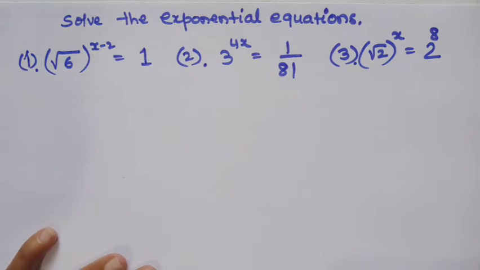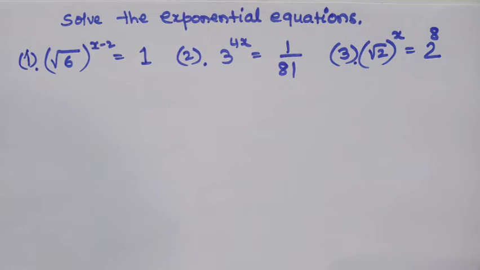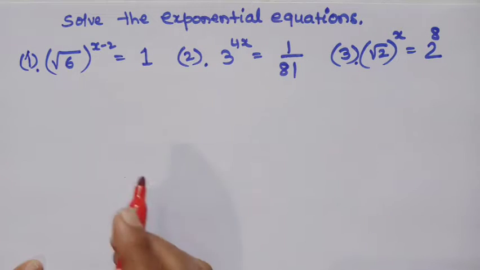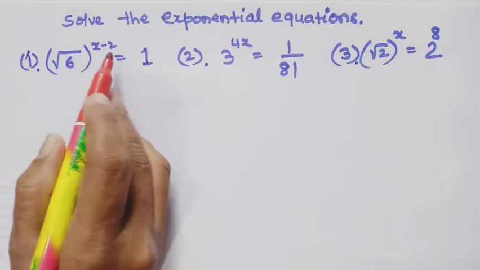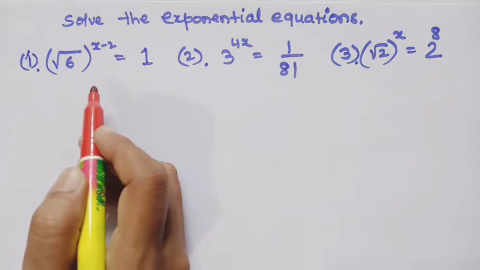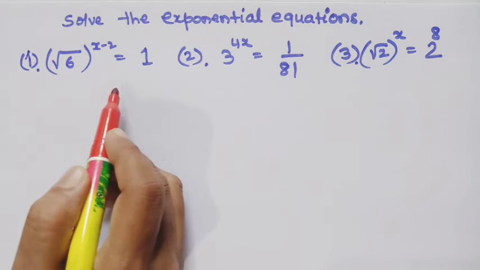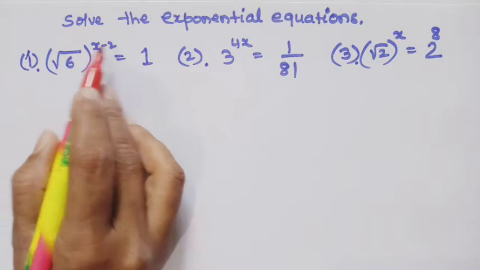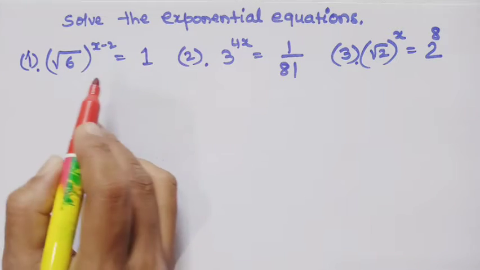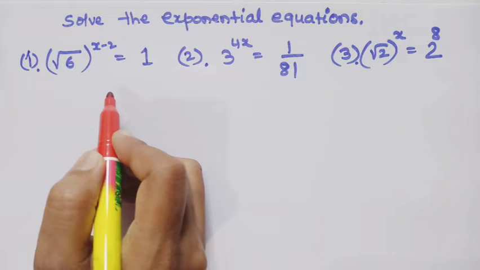Children, now let us see one more type of question. See here, solve the exponential equations. Your first one is root 6 to the power x minus 2 is equal to 1. In such cases, you should know what to do exactly. When your bases are equal, then only your powers will be equal. So you have to try to do something in which your bases will become equal.